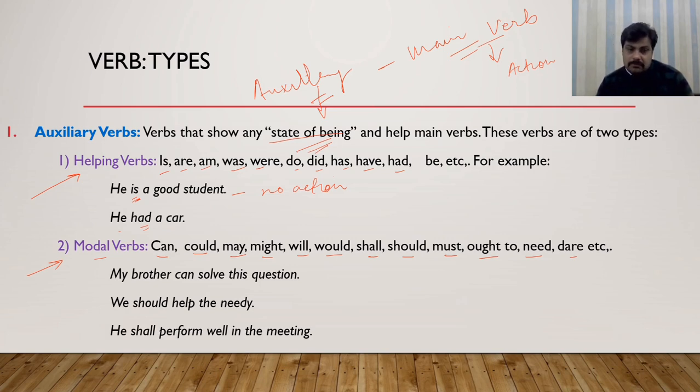These all are modal verbs. For example, my brother can solve this question. So here we have modal verb can and solve is the main verb. Okay, this is a state of being and this is an action verb. You should help the needy. He shall perform well in the meeting. So here shall is the modal verb and perform is the main verb, means the action verb. Okay, so let's proceed further.